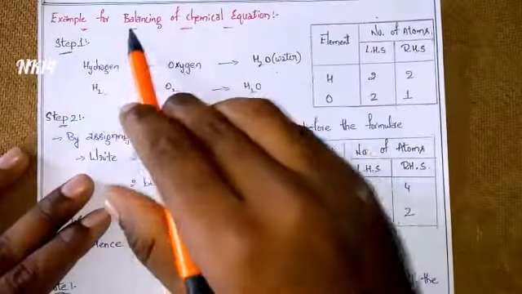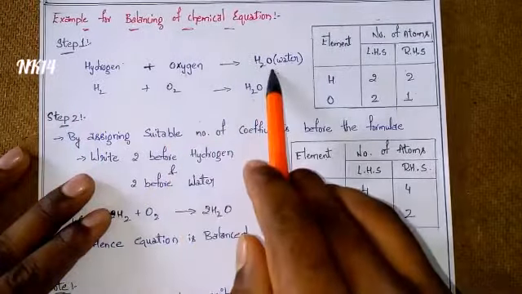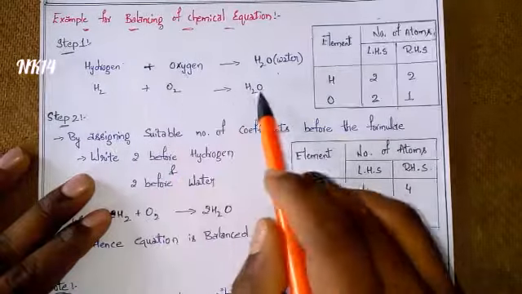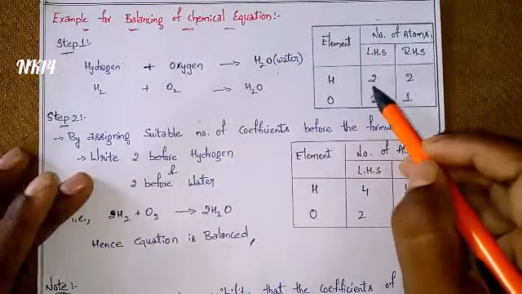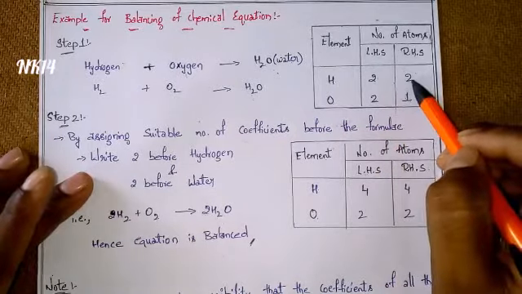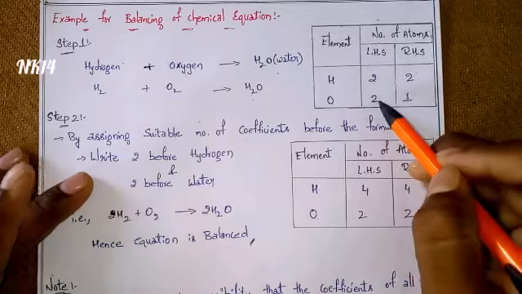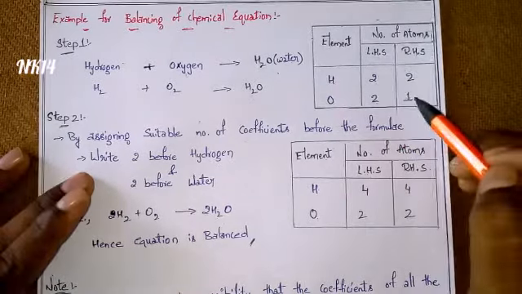So friends, here is an example for balancing a chemical equation. Here I have taken hydrogen and oxygen giving water: H2 plus O2 gives H2O. In this case, the oxygen atoms are missing 1. That is in the table I have mentioned. See, here we have 2 hydrogens at the LHS and 2 hydrogens at the RHS. Next, coming to oxygen, at the LHS we have 2 atoms. Coming to the RHS, 1 atom is missing. So we have to balance this.